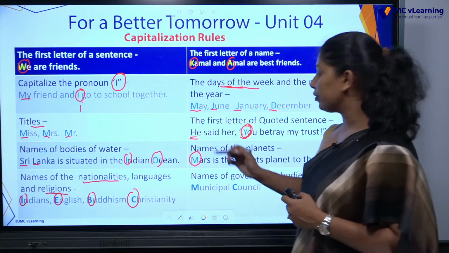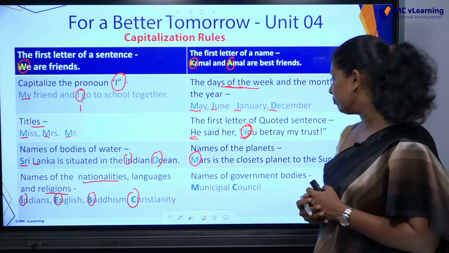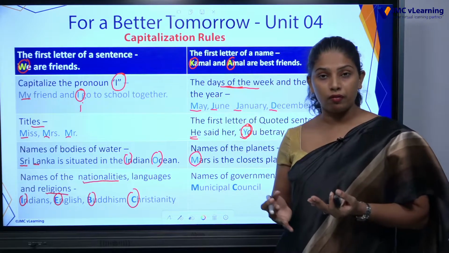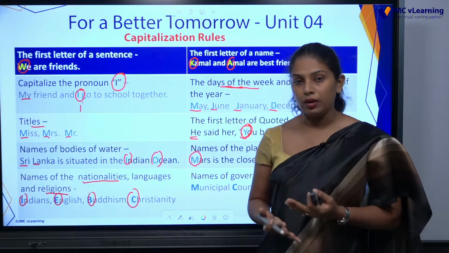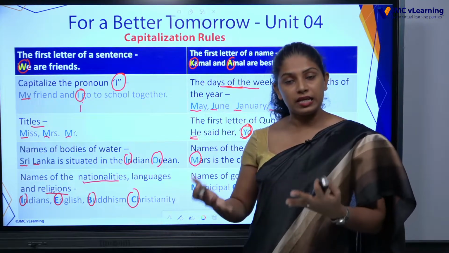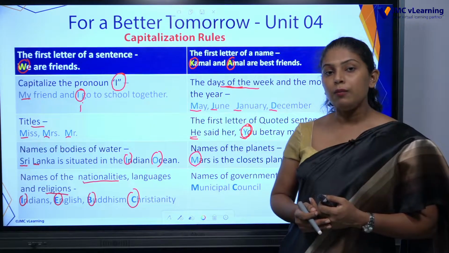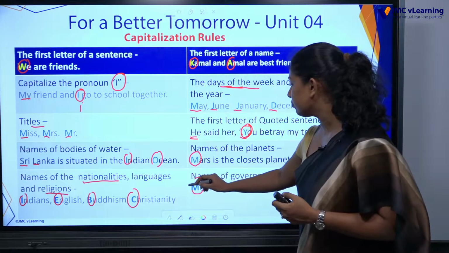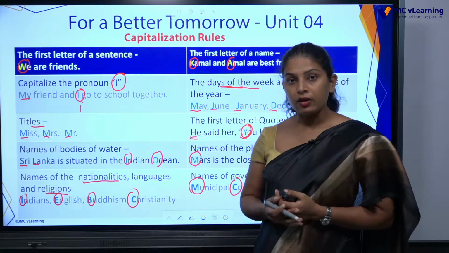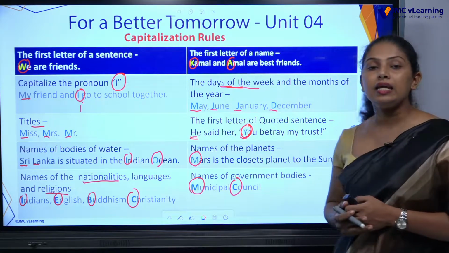Right. Now we have already discussed 9 rules and we are coming to the last rule. Names of government bodies, government offices. When we are talking about the authorities and departments, we have to use the first letter of that name as a capital. Here I have given an example, Municipal Council. You can see I have changed the first letter color. Why? Because I have used a capital letter. Wherever you use the name of a government body, you have to write the first letter in capital.